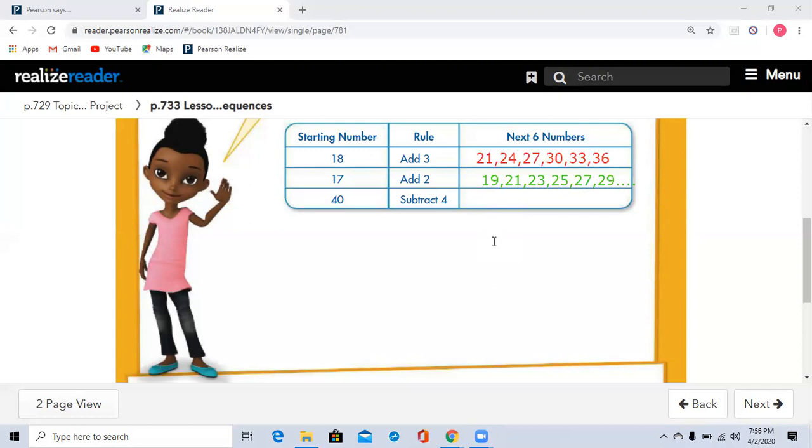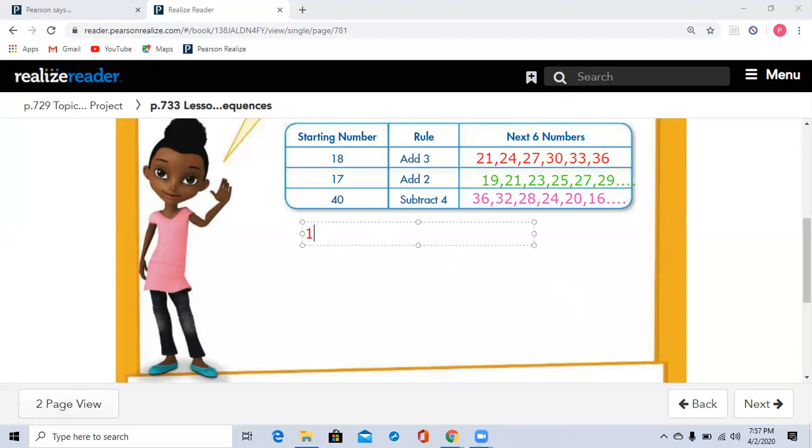Looking at the next set of patterns, we need to start at the number 40 and deduct 4 every time. So by calculating 40 minus 4, I get 36. And minusing 4 from that number, I get 32. Minusing 4 from that number, I get 28. Then 24, then 20, and the pattern continues. So let's see what we have done so far.